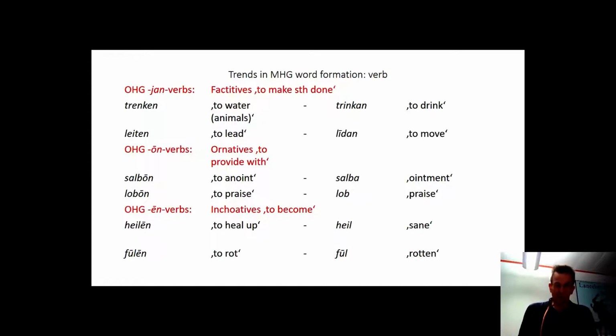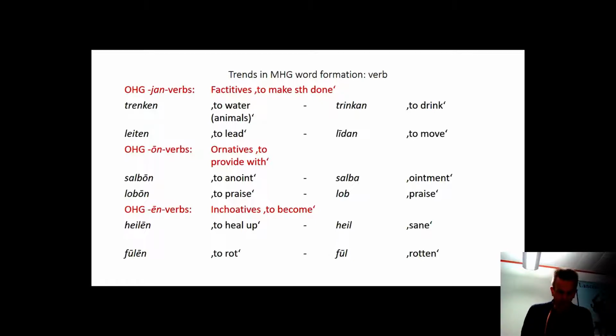A large number of on verbs, second class, are ornatives. They modify the base noun by adding the concept to provide with. Old High German salber, ointment, becomes salbon, to apply ointment, to anoint. Old High German lob, praise, becomes lobon, to provide with praise, to praise.